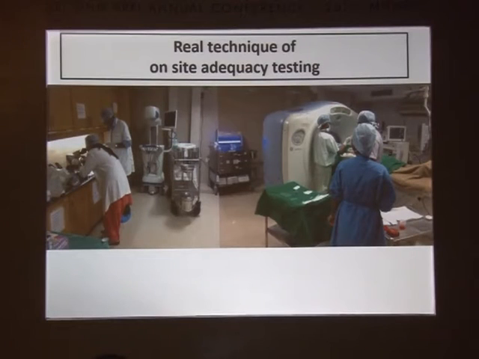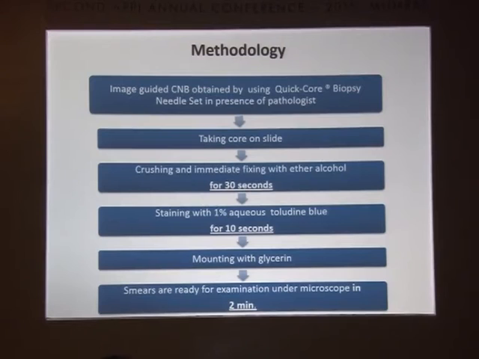Okay, this is the real technique of on-site adequacy done in the radiology, in the CT scan department. Here you can see the patient, gun biopsy tissue is removed, and here microscopic evaluation is done. So there and then only you can give the report of representativeness or adequacy as well. So this is the actual method. Image guided CNB is obtained by using a quick core true cut biopsy needle.